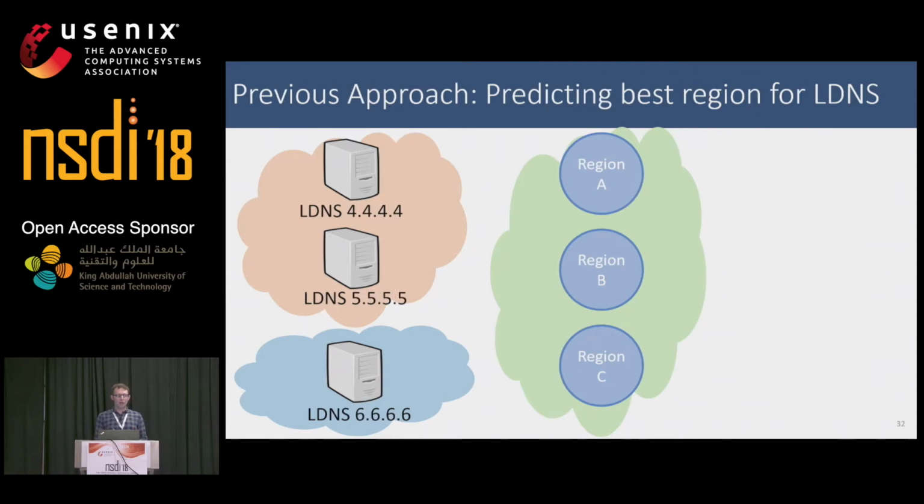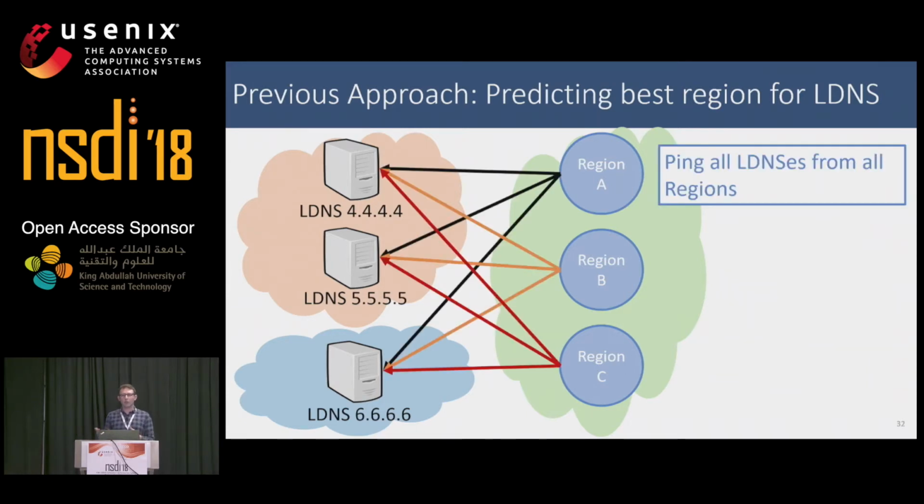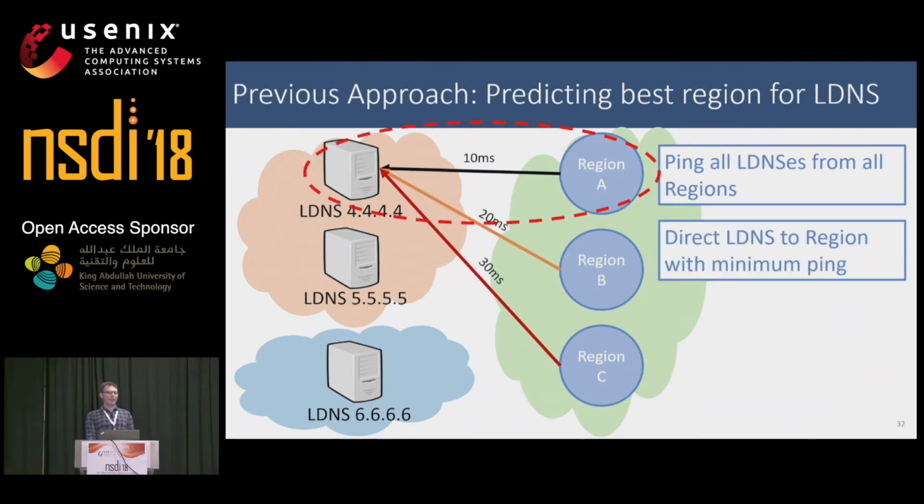So next I'll talk about our previous approach. Offline, we ping all LDNSs from all regions, and then direct the LDNS to the region with the minimum ping.